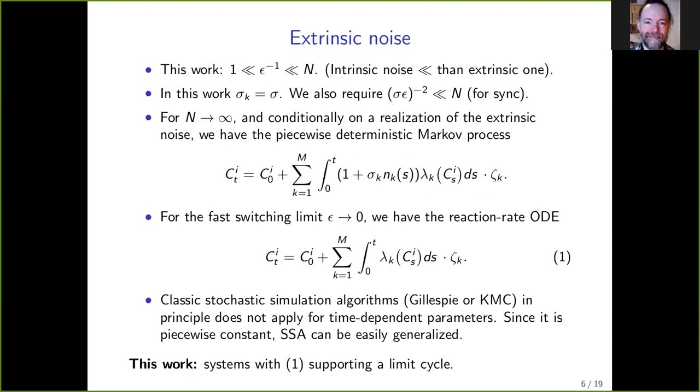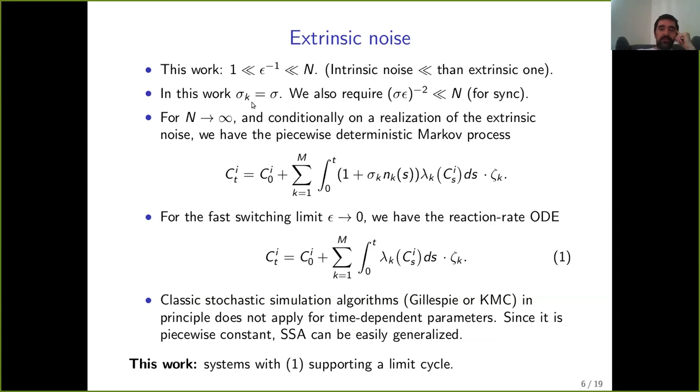So in this work, we also assume that the extrinsic noise dominates the intrinsic one. So we assume that the number of particles of each oscillator is very large, so we are close to a deterministic regime, close to the ODE. And then the noise that is dominating the trajectory is the extrinsic one, okay? Of course, in this work, we assume that the amplitude of the noise for every reaction channel is the same.